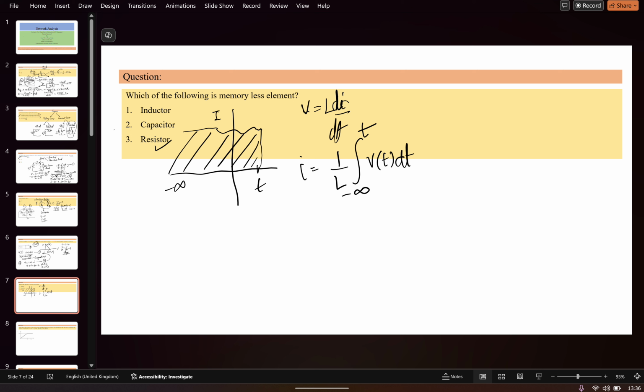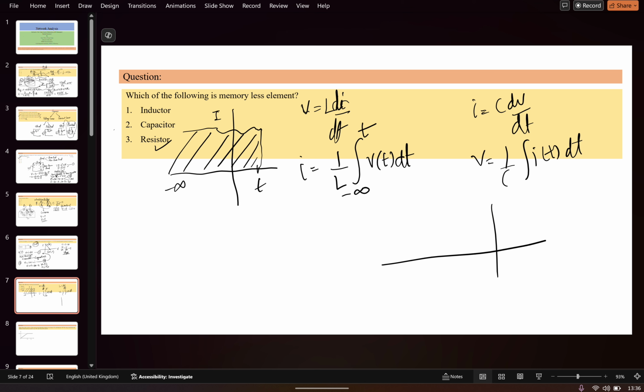Similarly, when you see the capacitor equation, I is equal to C dV by dt, and voltage will come out to be 1 by C integral of I(t) dt. So if I is equal to C dV by dt, the voltage is 1 by C integral of I(t) dt, and similarly here also. Same equation for this. You have to know what is the previous value, so from minus infinity to t for finding out this voltage. So this is the way to find out which of the elements are memory elements and which are the memory-less elements.